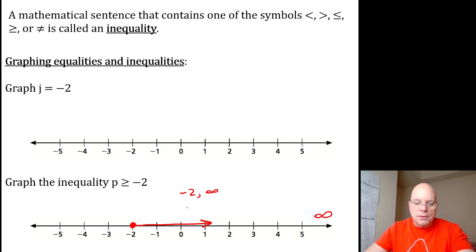Then you have to decide whether to put brackets or parentheses on each of these values. -2 is included. In other words, P could be exactly -2. And so brackets indicate that the value is included in the same way that a solid dot indicates that the value is included. While infinity is part of the solution set, because we never know what infinity really is, it's just a concept, that always gets parentheses. That's one tricky, confusing thing about this notation. It'll become more clear as we do some other examples.